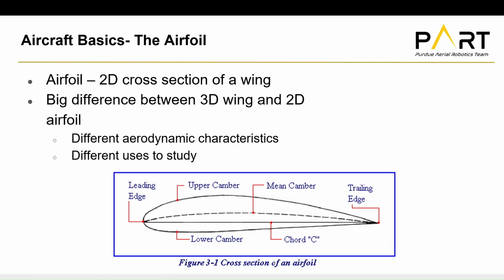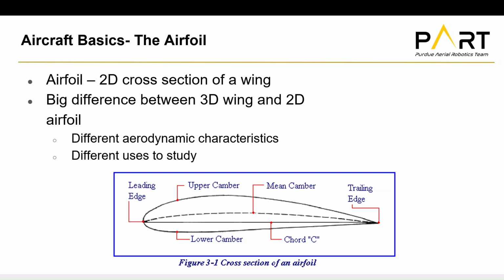Big difference between a 3D wing and a 2D airfoil, right? So there are different aerodynamic characteristics. When you get 3D geometry, you get things such as wingtip vortices, which we'll talk about in the aerodynamics section, which actually reduce the overall amount of lift coming from the wing, all right? And there are also different uses to study these, right?